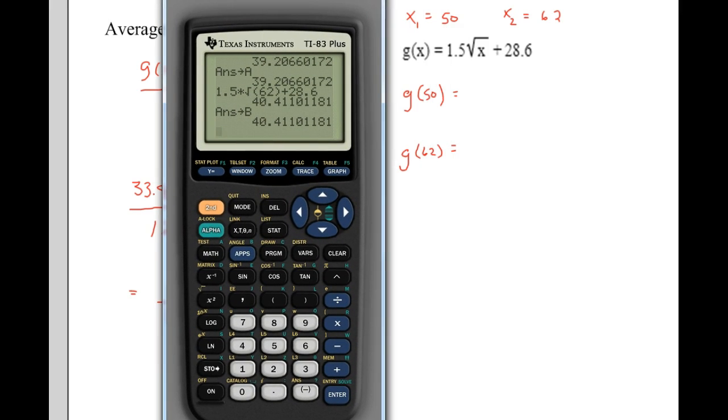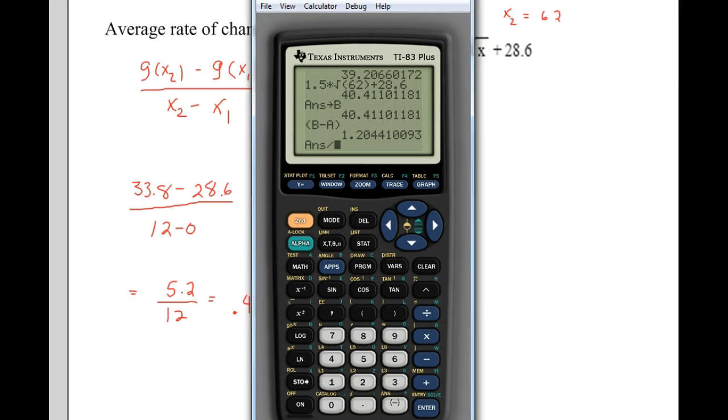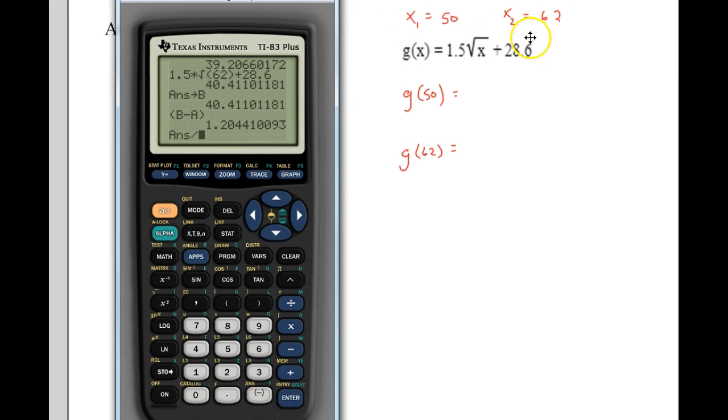Now I'm just going to plug into the formula. This number is g of 50, this number is g of 62. If I do parentheses B minus A, there's the numerator of this formula, divided by the denominator, 62 minus 50, so it's 12 again, just like last time. So there's our average rate of change this time, 0.1.